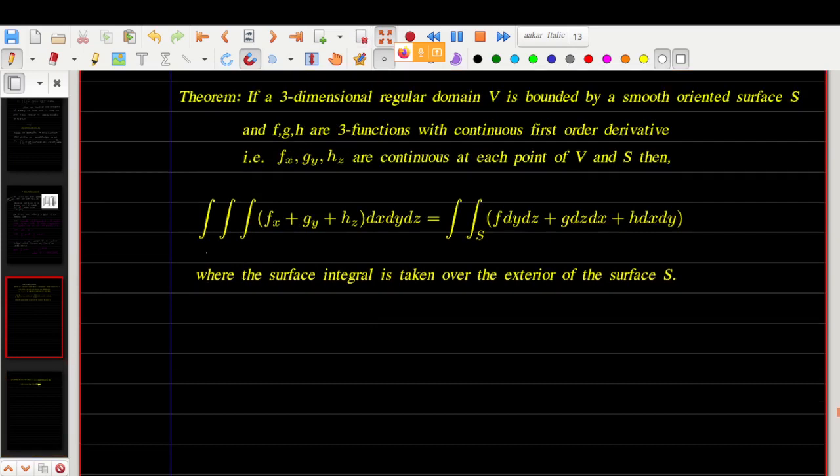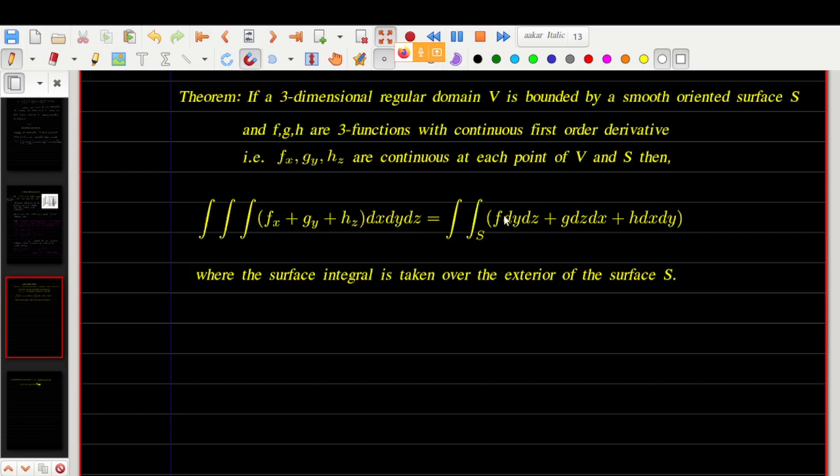When you will learn the Stokes theorem, you will see that this is just an easy problem. So the theorem says that if I have a three-dimensional regular domain D which is bounded by a smooth oriented surface, smooth surface means each of its components are smooth functions. And if f, g, h are three functions with continuous first order partial derivatives, that is fx, gy and hz, I don't need the other partial derivatives fy and fz, like gx, gz. I just need fx, gy and hz, continuous on D as well as on the surface S, then that triple integration of fx plus gy plus hz is actually equal to the surface integral of f dy dz.